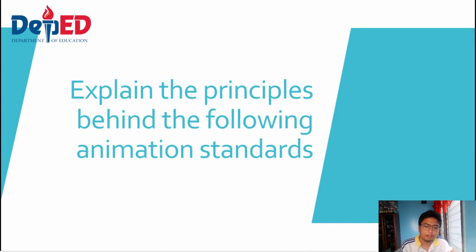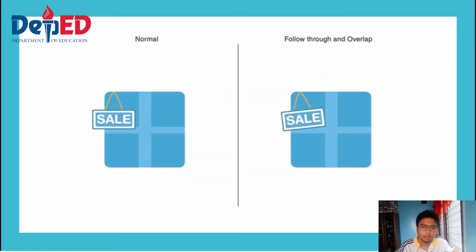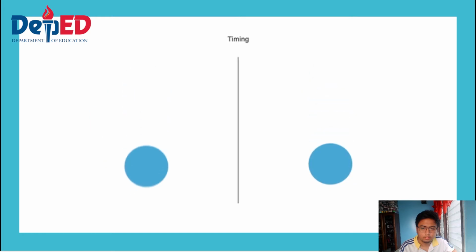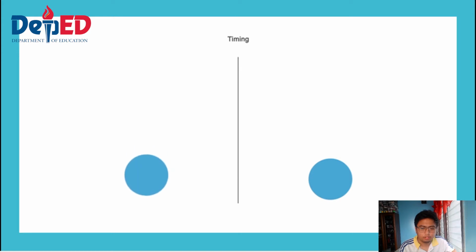Explain the principles behind the following animation standards. Once I show you the standard, you may pause the video, then write your answer in the comment section. So let's start with this one, staging. You may write your answer in the comment section. Then we have follow through and overlap. And timing. Write your answers in the comment section.